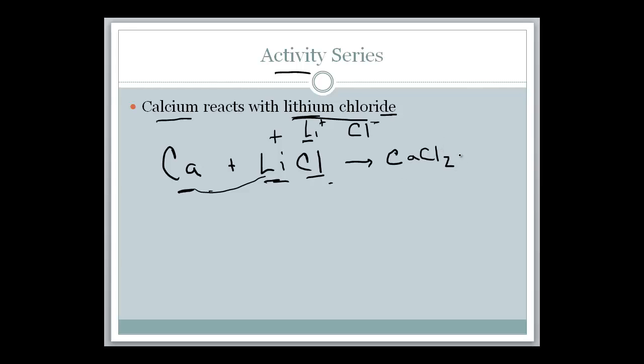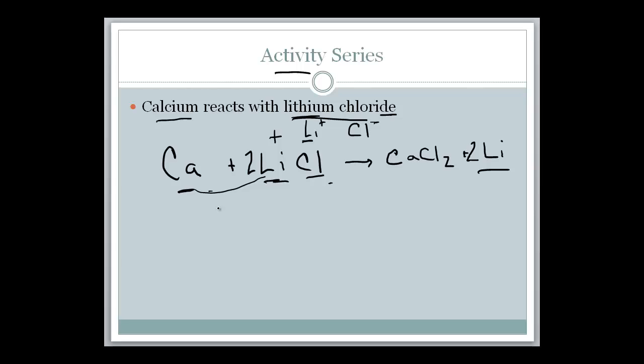Now all of that should be review. And again, if you're not proficient with writing formulas, you need to be. So go back and practice. Then the lithium, after it gets kicked off on its own, you just write it like that. Now if you were going to balance this, we would go through and we would need a 2 there and a 2 there, and it would be balanced.